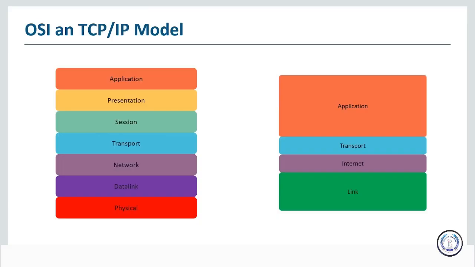So on the right here, you see the network access layer that takes into account the physical and the data link layers from the OSI model. On the left-hand side, similarly, the application layer from the TCP/IP model encompasses all the session, presentation, and application layers of the OSI model. That of course leaves the transport layer to be the same.